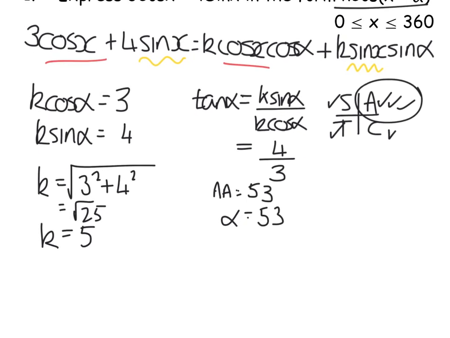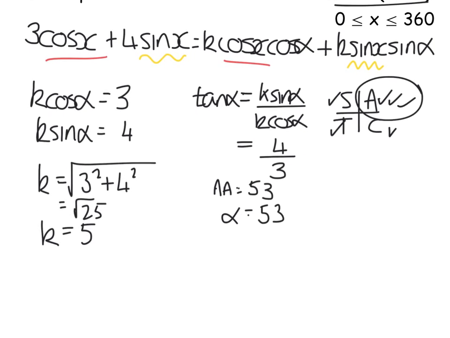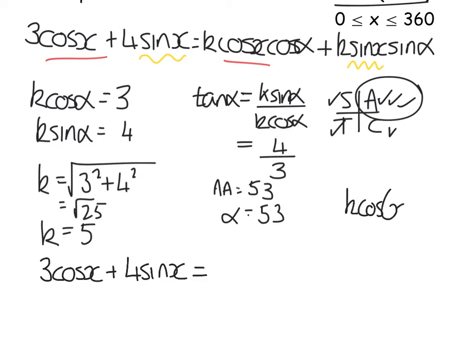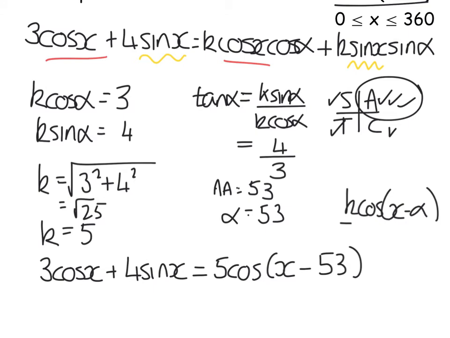As my conclusion, I'm going to write the following. 3 cos x plus 4 sin x equals, and remember they wanted it in the form k cos x minus alpha. We are now just going to replace all these bits. So we now know that k is 5, and we know that alpha is 53, so it's x minus 53. And that there is our final answer.